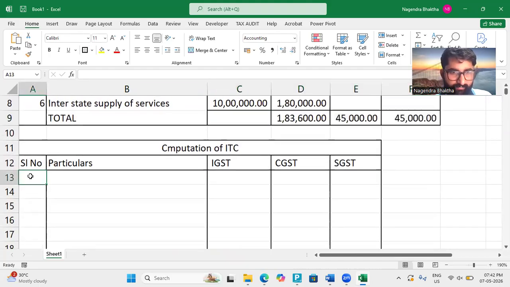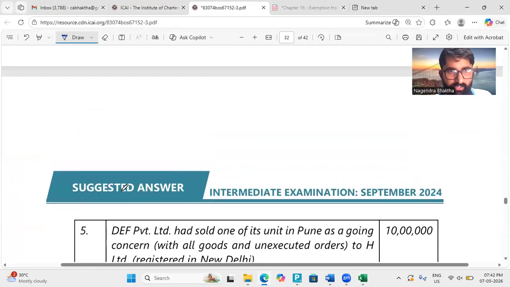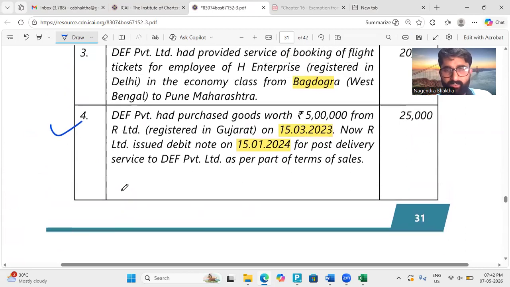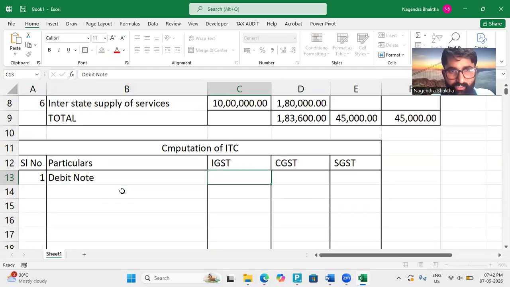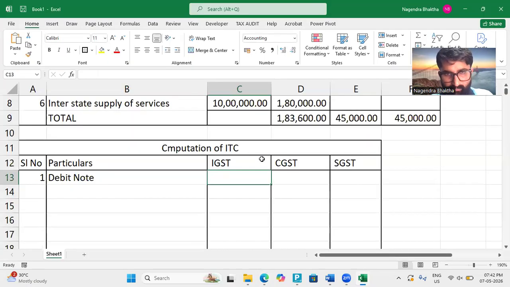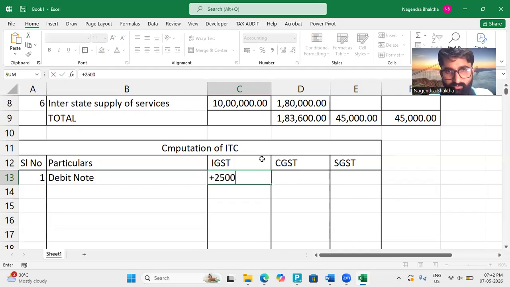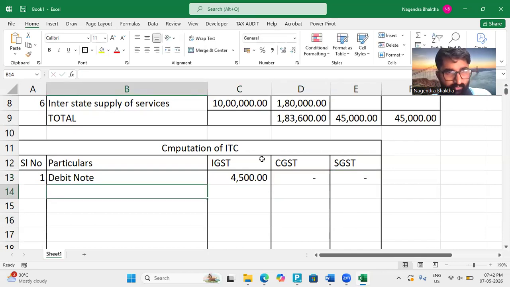Now we will calculate ITC. Serial number 1. Firstly, I told you DEF Private Limited received the debit note. So I have already given you the explanation. Debit note is also the tax paying document. So we can take ITC on that. It is 5 lakh rupees from Gujarat. So IGST. How much is 5 lakh into 18%? 90,000.